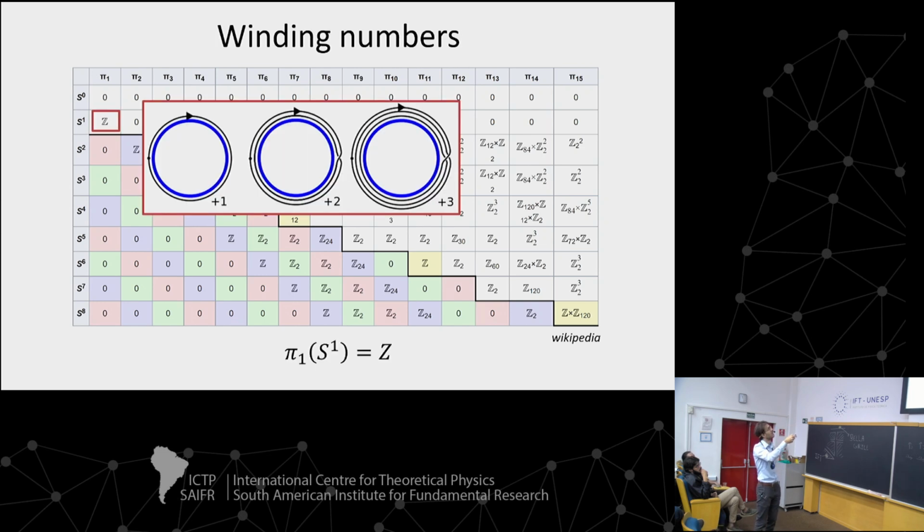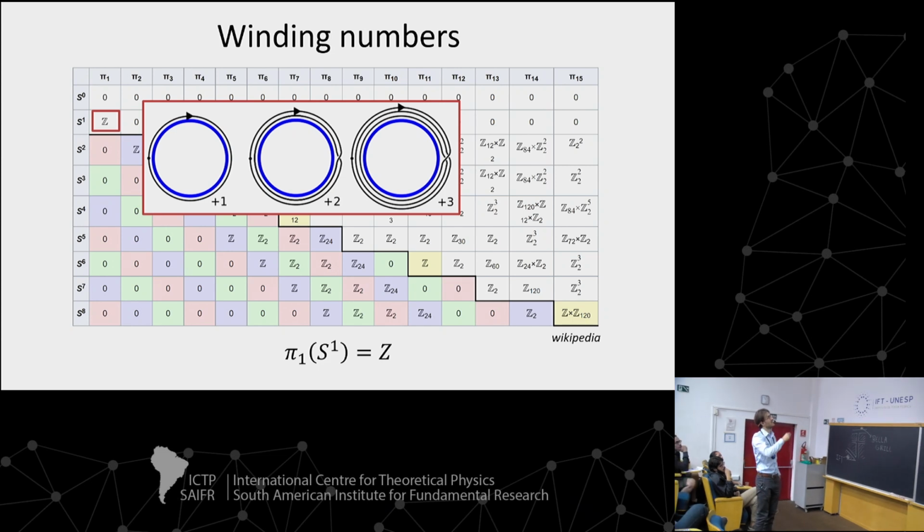So for example, the reason that this is a Z, the Z is a group of integers, right, is because you have something called a winding number, right? And a winding number tells you that you can wind a circle around a circle an integer number of times, right? You can do it once, you can do it twice, and you can do it with a minus sign by going the other way, right? And that's the reason that this entry is non-trivial, right?